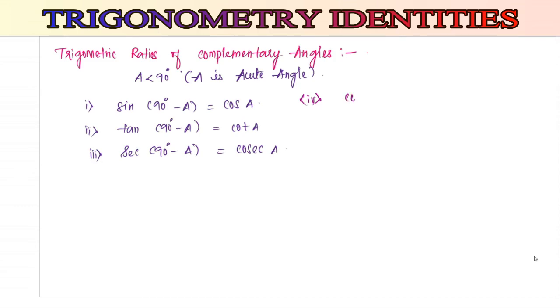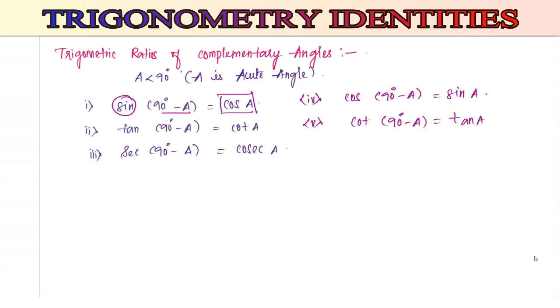Similarly, the fourth one, cos of 90 minus A is equal to sine A. Similarly, cot of 90 minus A is equal to tan A. The sixth one, cosecant of 90 minus A is equal to secant A. So these identities you have to remember.